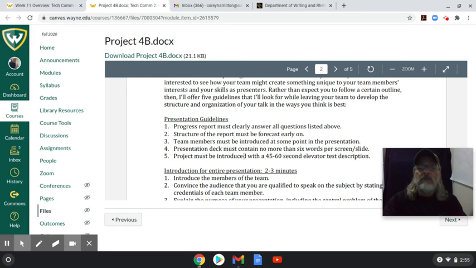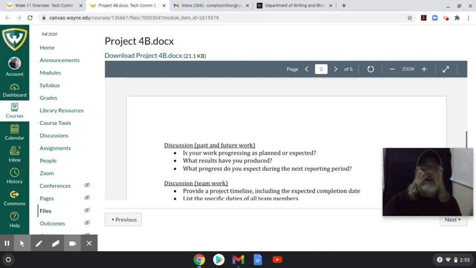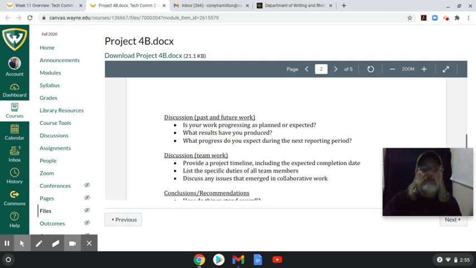And then the project must be introduced with a 45 to 60 second elevator pitch description. So the first person would do that, not saying that they can't continue on with some of the other introductory material, such as introducing team members and going through the qualifications. But then we want to think about the body of our discussion, right? Is your work progressing as planned? So you have a person who introduces, gives the elevator pitch, maybe does the rest of the introduction, and then someone comes in. Now each one of you is going to discuss a particular aspect of how the project is progressing, right? And so think about your slide decks when you're putting those together.